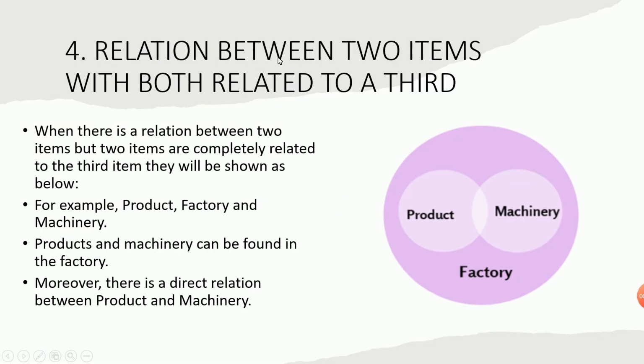Next is the relationship between two items with both related to a third. So two items are related as well as they are related to the third one. So product, factory and machinery. Product and machinery are interrelated because without any machinery we cannot avail the product. So they both are interconnected. But at the same time, these two things are already related to the third one, which is a factory. So this is the relation between two items with both related to a third.